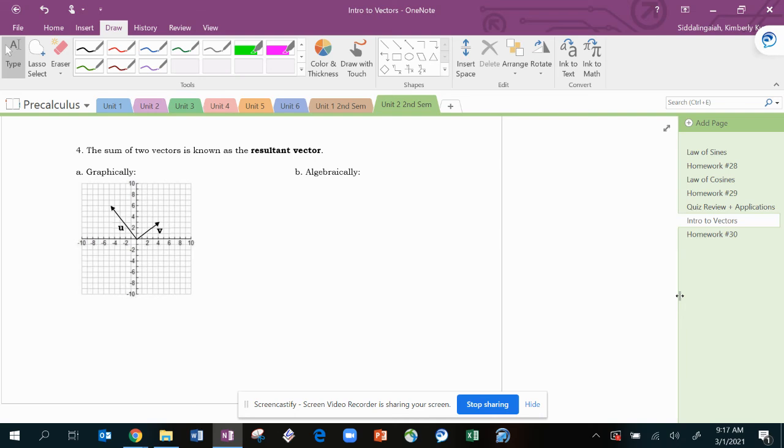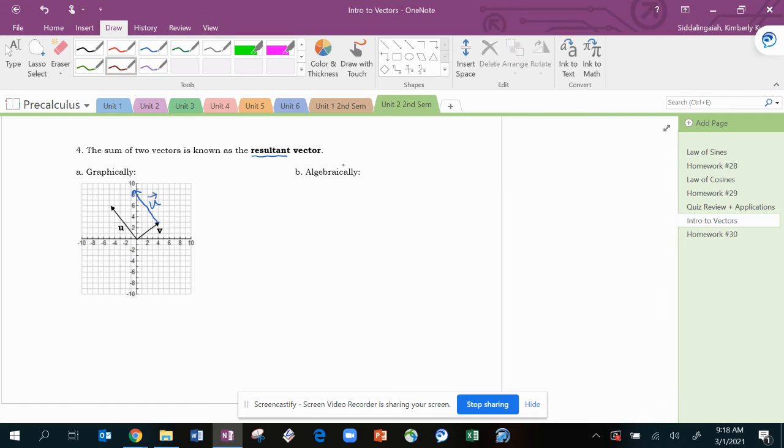Okay, sum of the two vectors. When you're adding two vectors, you're going to call the sum the resultant vector. You may also see me in a problem say find the resultant. That means add the two vectors up. So graphically, I'm going to make a copy of vector u, and I'm going to lasso it and put it so that the initial point of u is at the terminal point of v. So this is vector u here.